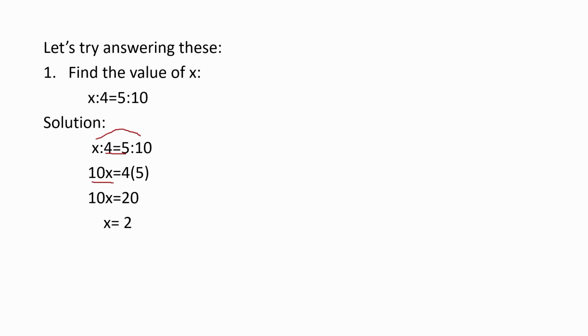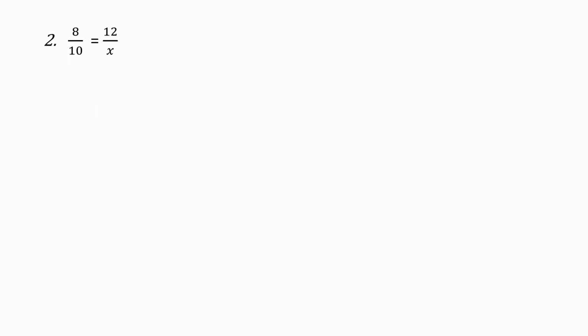Now to check if the answer is correct, you substitute 2 here. So you multiply 2 times 10 is 20, and 4 times 5 is also equal to 20. So since the two ratios are equal, therefore they are proportion. Okay, that's correct. Let's have number 2. We have 8 over 10 is equal to 12 over x. So what's the value of x?